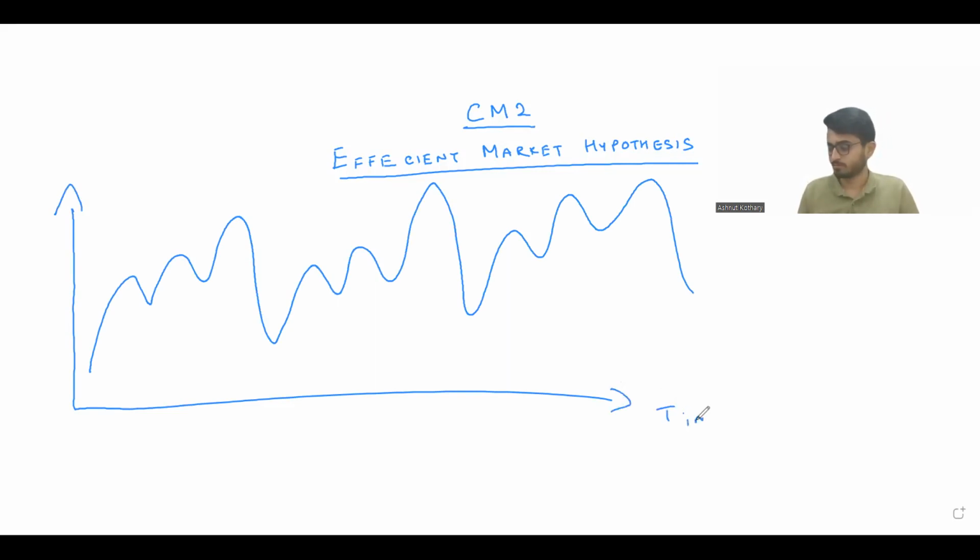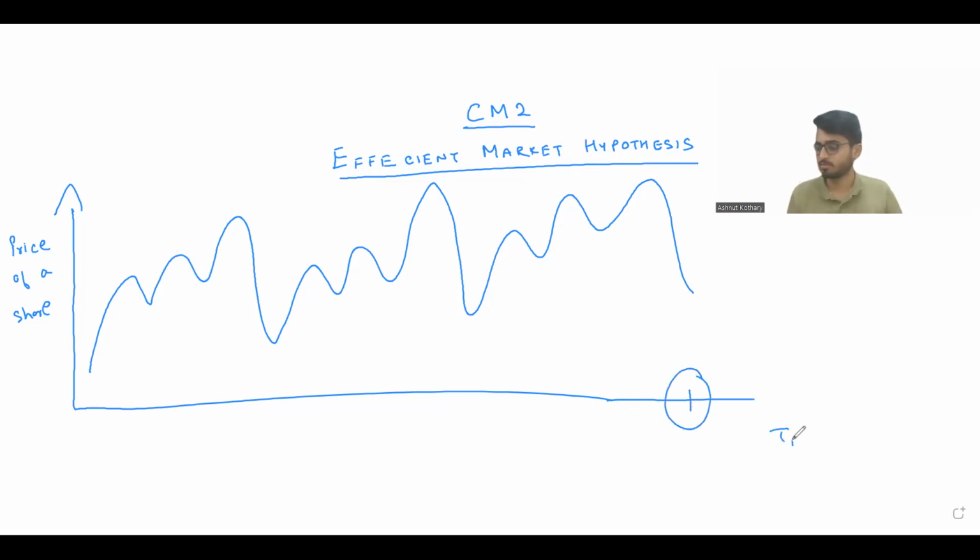So this is time, and on the y-axis we basically have the price of a share. Now looking at this graph, tell me what things can you observe? Let's say you are standing over here. This is today basically. You have the price history. Now looking at this, can you suggest what should you do? Do you expect the prices to increase, decrease, or so on?